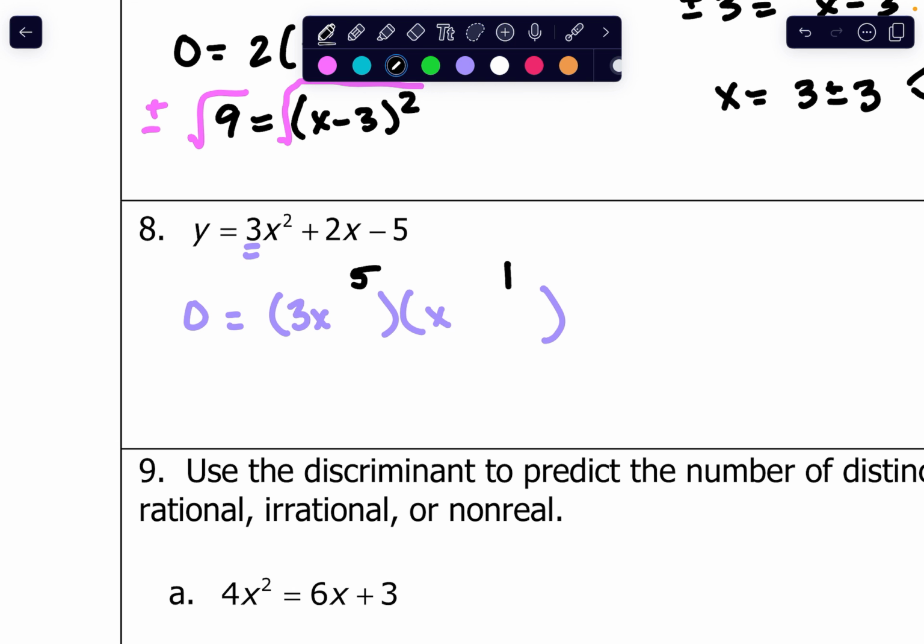The last thing I have to consider is my signs. I see that this 2x is positive. So if I make this a negative 1 and a positive 5, it's going to be minus 3 plus 5, and that works out.